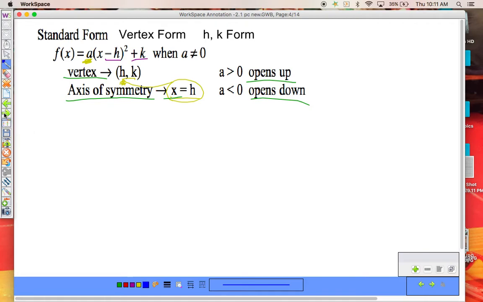All right. Standard form, vertex form, hk form. f of x equals a parentheses x minus h squared plus k. If it's written in this form, our vertex, which we talked about, is the opposite of h, comma k. The opposite of the number on the inside, comma the number on the outside. Once I get the vertex, that x value of your vertex is your h. That's going to be your axis of symmetry, x equals h. So we're doing it the opposite direction. And then we're going to look at the a in the front. If it's positive, it's going to go up. If it's negative, it's going to go down, because if it was negative, it would be a reflection over the x-axis.